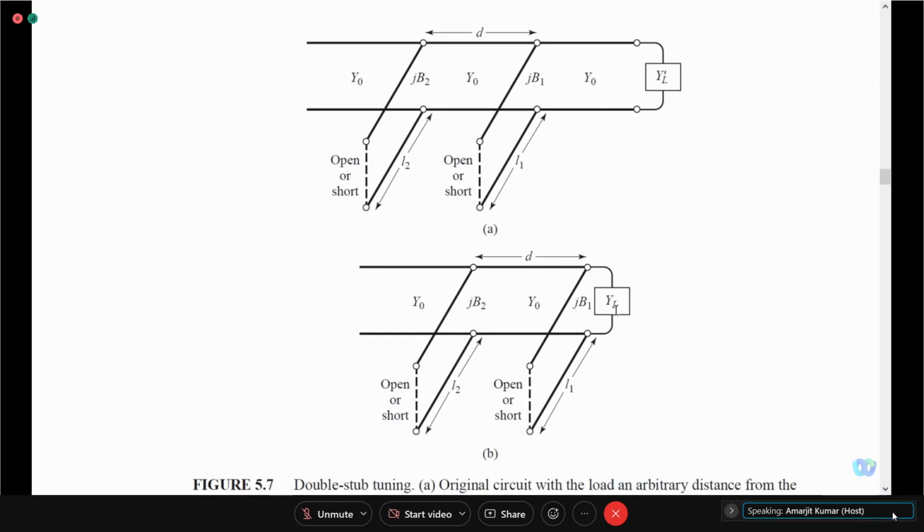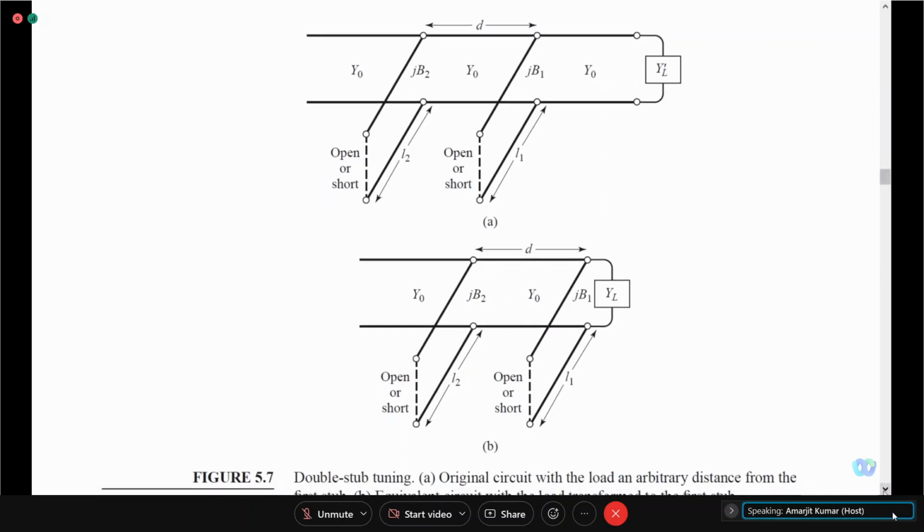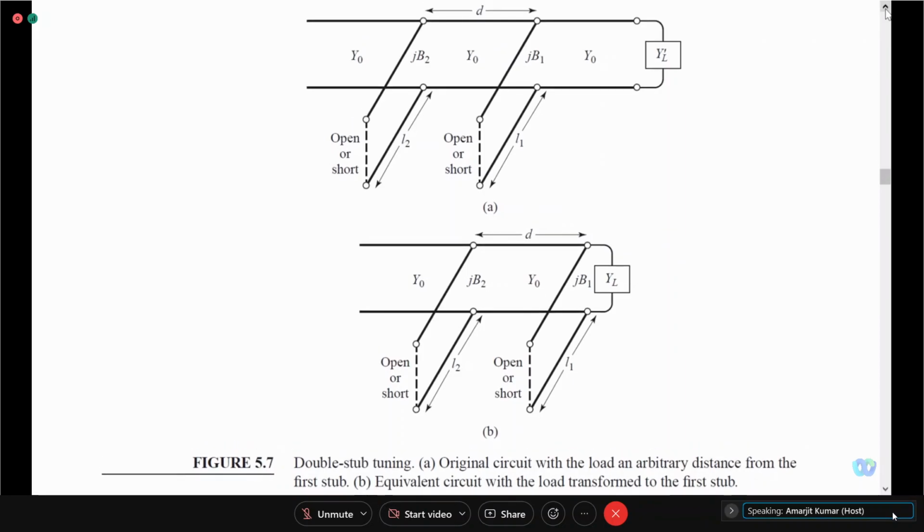If we transform YL dash at the position of the first stub, that will be YL. And there is no problem in that also. So basically these two circuits are equivalent circuits. They are the same. The difference is that YL dash has been transformed to YL at the position of the first stub, but here it is a D1 distance away from the first stub. That is the only thing. So now this is the original circuit and B is the equivalent circuit. Now when the load is transformed to the first stub, we have to calculate V1, V2, or you can say L1, L2. So first we will calculate V1, V2 and then L1. And D we have to choose. If in the question it is given, then okay.